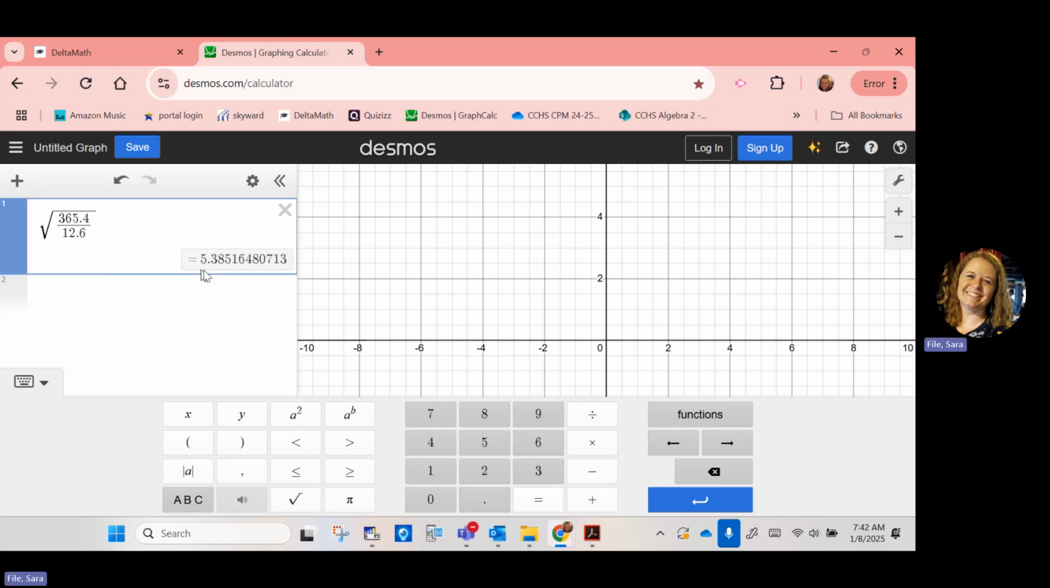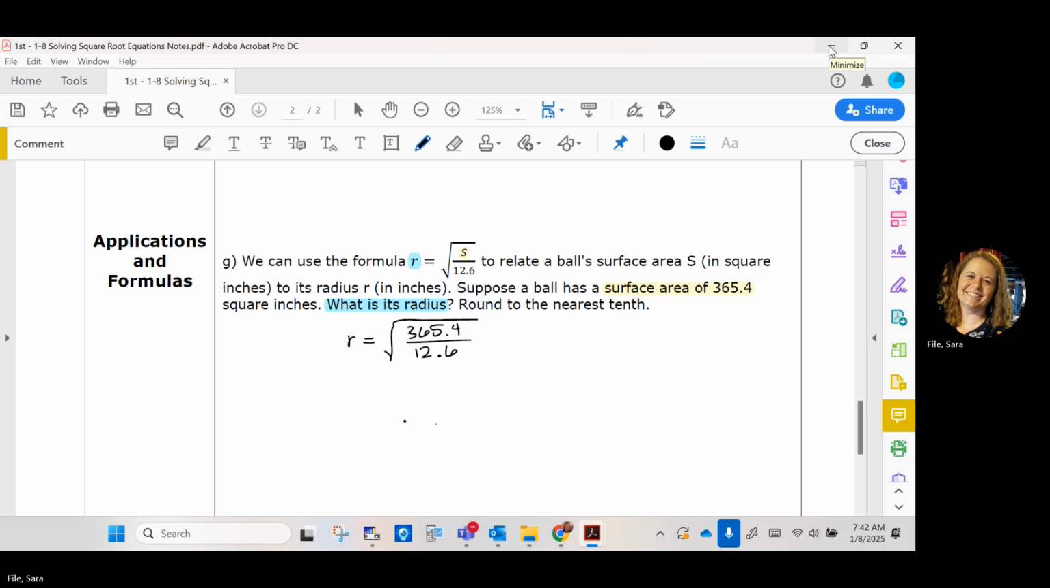So approximately, it says to round to the nearest tenth. So that's going to be approximately 5.4 when we round to the tenths place, because that 8 will make the 3 round up. And that was in inches.